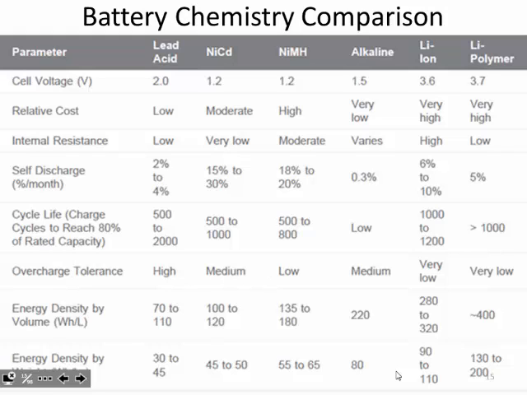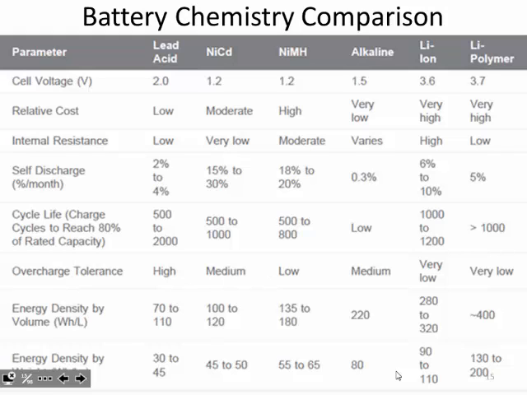Lithium ion, even higher energy density. Lithium polymer, even higher energy density. So longer battery life, right? So ultimately, you'd want something like this in your cell phone that has a very high energy density. Plus, the other thing you want to be able to do is reuse it. So how many times can we charge this? All right. So lead acid batteries, we can recharge 2,000 times, 1,000 times, 800 times.